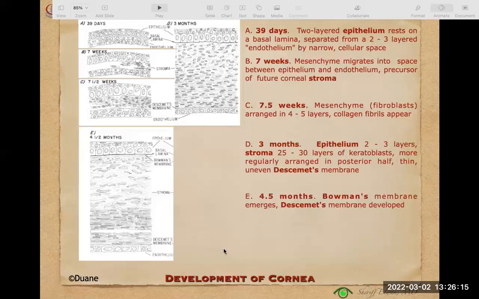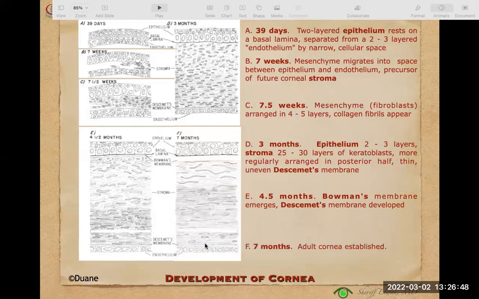And then comes the formation of the Bowman's membrane. If you remember when we read the anatomy of the cornea, and as you are going to study later on, it is a sort of condensation of the outer layer of the stroma. So it is formed by the stroma. So Bowman's membrane, and then the Descemet's membrane becomes well developed, and finally the adult cornea at 7 months is fully appearing.